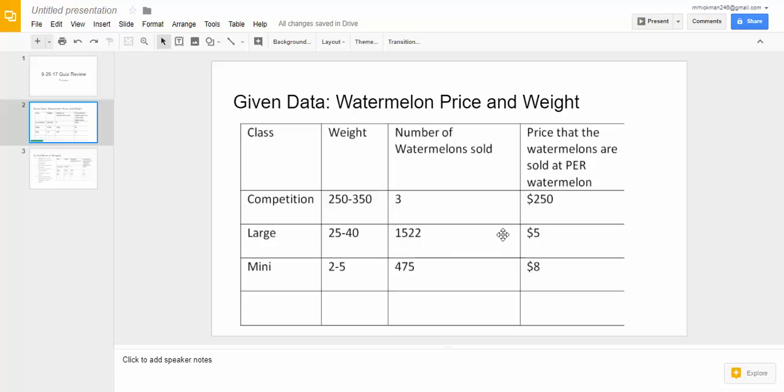All right, so we basically have to find the midpoint of this weight column and multiply by the number of watermelons sold so we can find out the total poundage of watermelons sold. After we find the total poundage, then we need to find out how many total watermelons were sold, and the average or mean weight will be found by dividing the sum of the product column we're about ready to make by the sum of this column. All right, I have done this already.